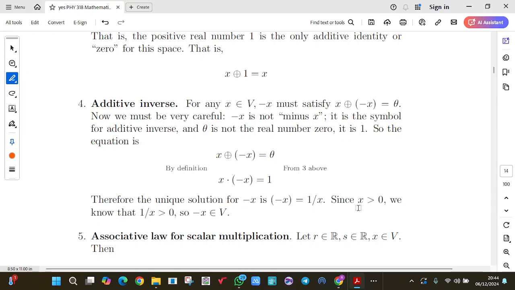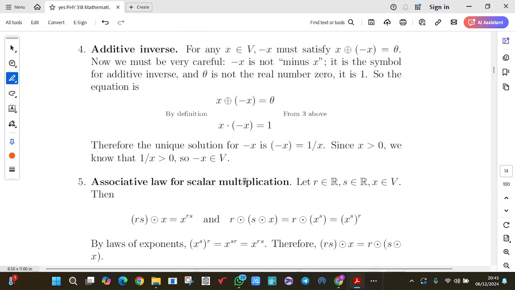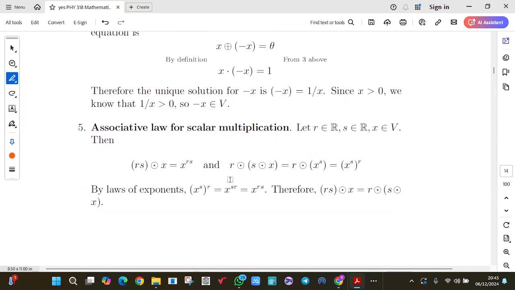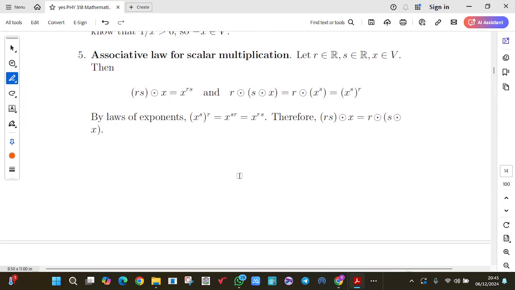And since x is always positive, we know that 1 all over x must also be positive, so this also belongs to the set V. Therefore, the inverse for x is 1 all over x. It's no longer minus x. You can see that the definition matters a lot. Is that clear? If you have any question, let me know.